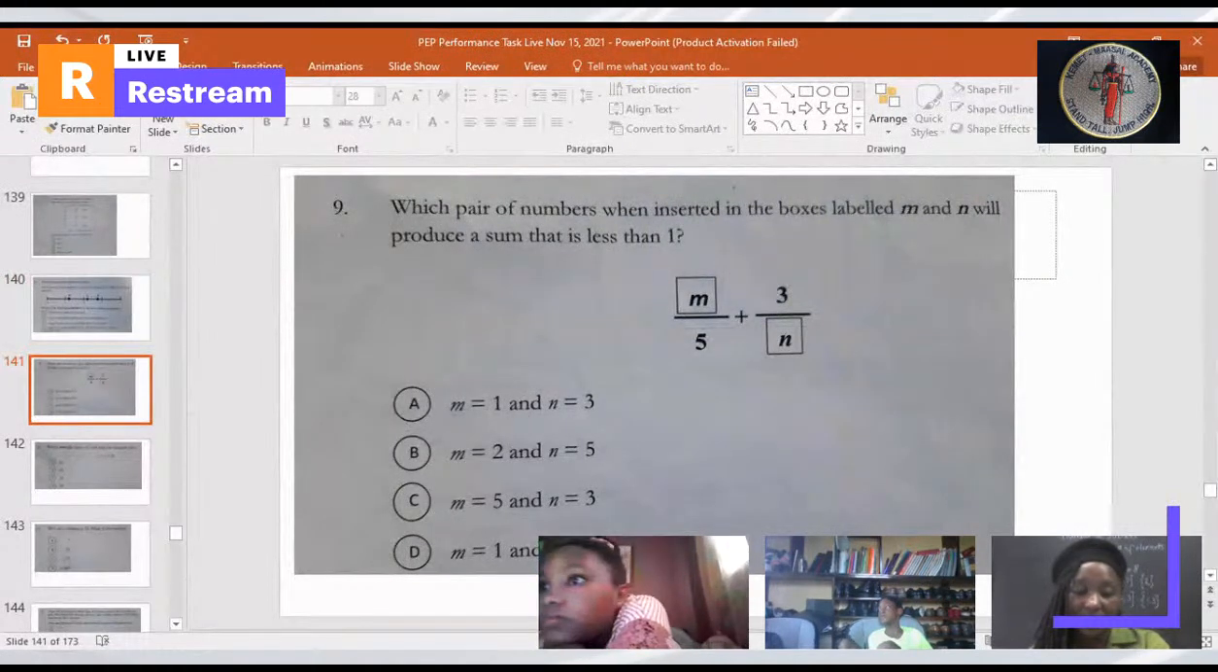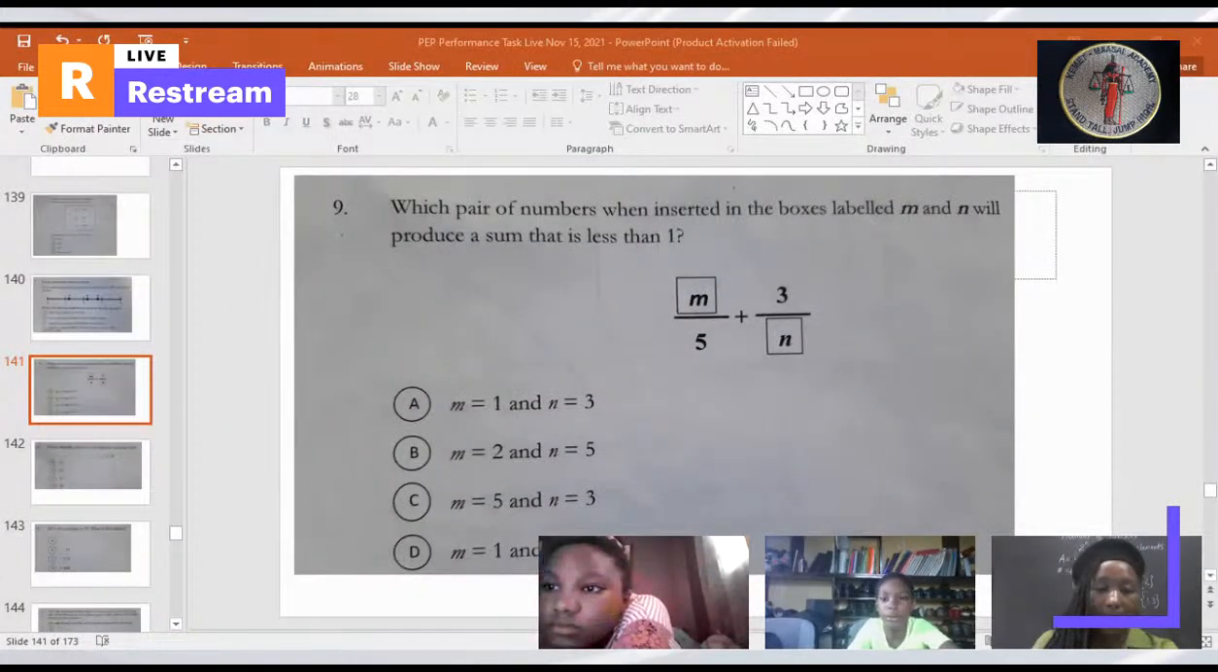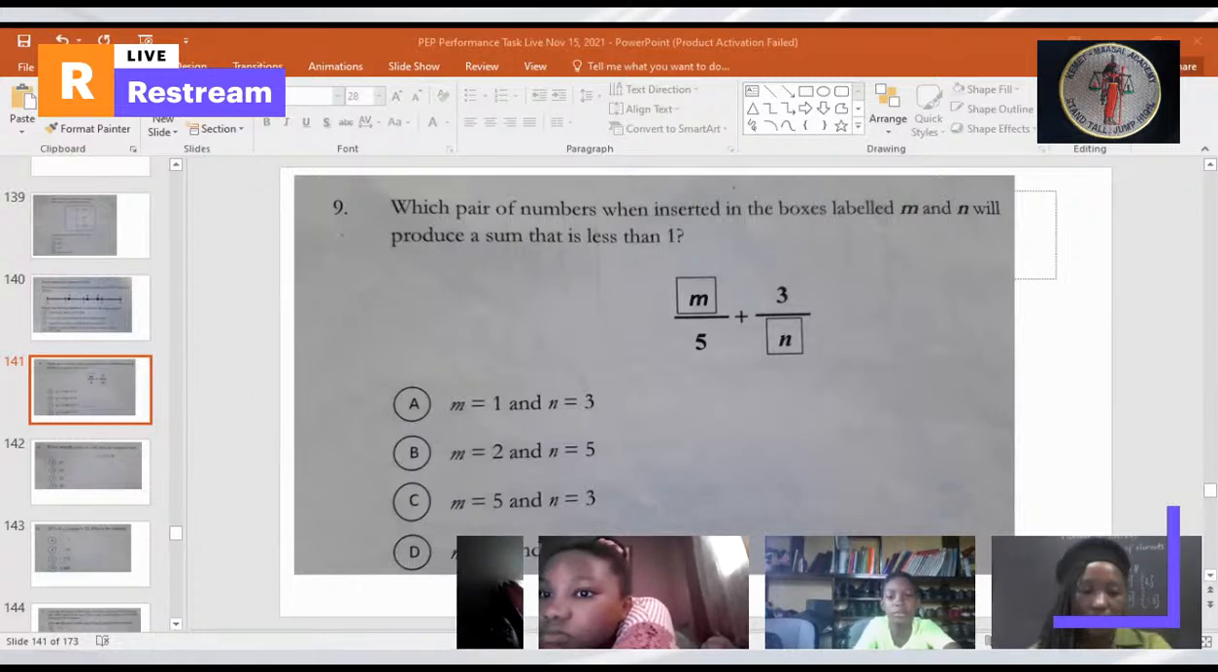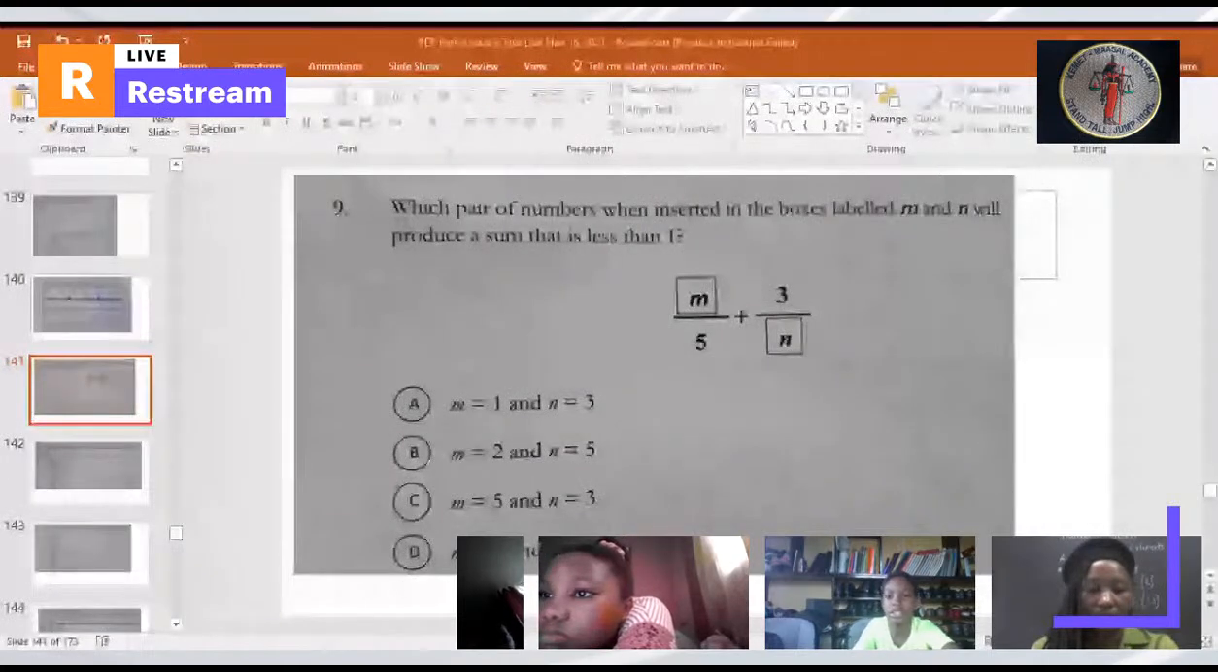All right, John, question 9 is yours. Okay, miss. Number 9. Which pair of numbers, when inserted in the box labeled M and N, will produce a sum that is less than 1? M over 5 plus 3 over N.